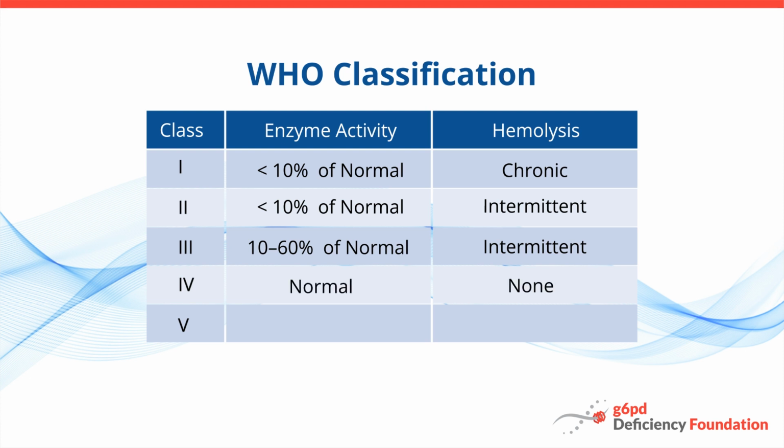Those in Class 4 have no enzyme deficiency, and those in Class 5 have a higher than normal G6PD enzyme level. Because people in these classes have sufficient levels of G6PD, they are not subject to the sequelae caused by a deficiency, and thus will not be a focus of this clinical discussion. It is important to note that the WHO began revisiting these classifications in 2019, and that it may revise these classifications in the future.